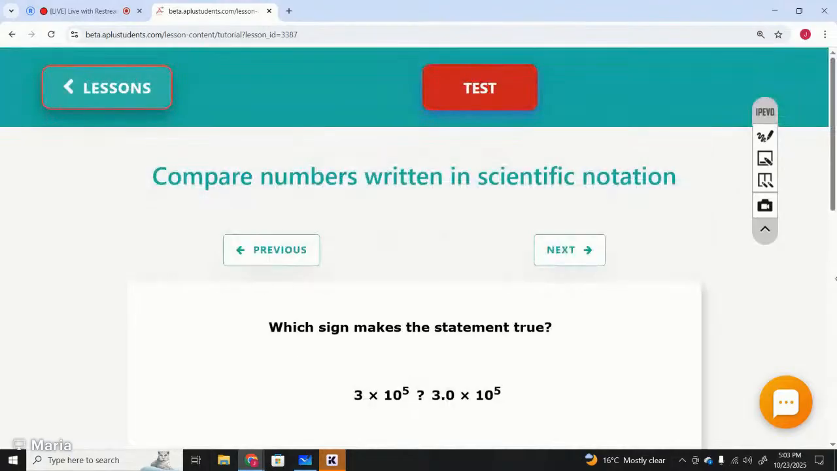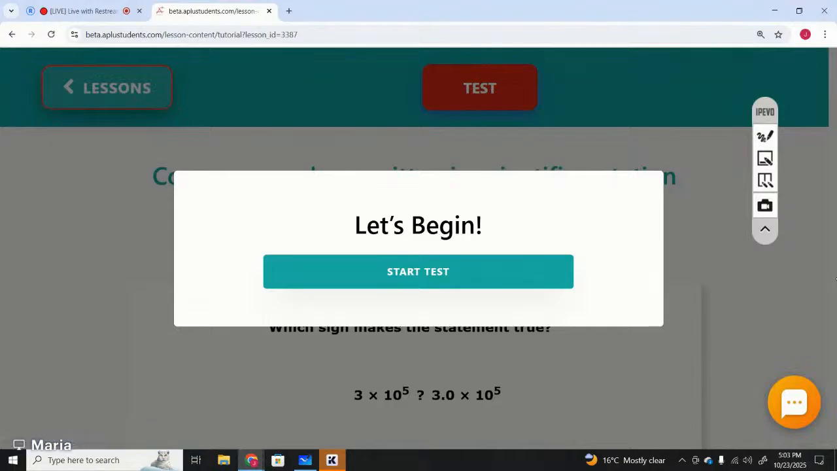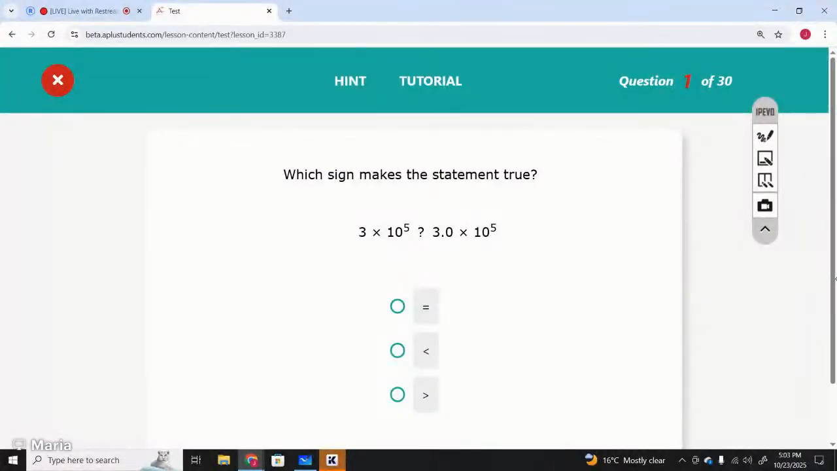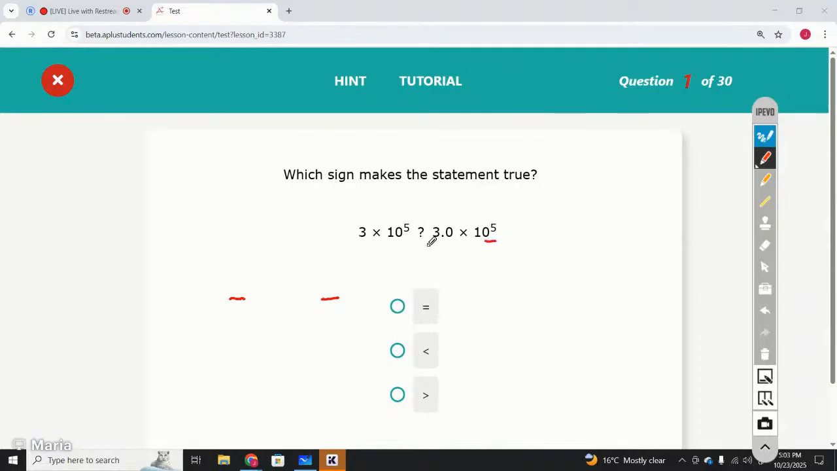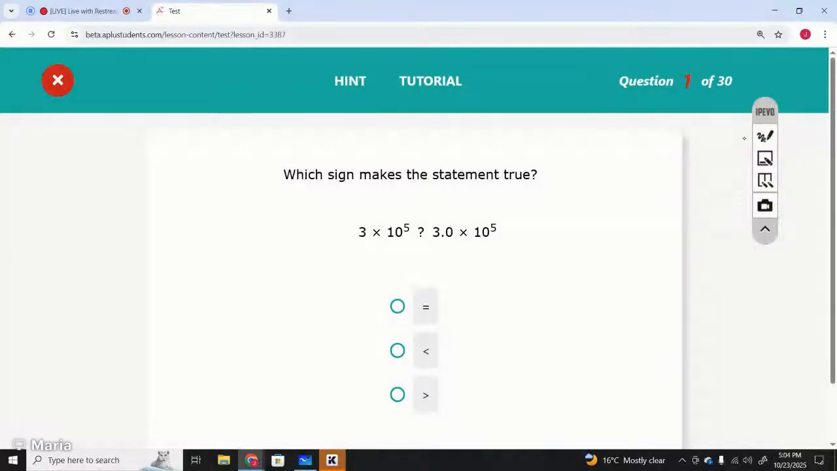Let's start with the test question. Which sign makes the statement true? 3 times 10 exponent 5 and 3 times 10 exponent 5. That's the one we just did. We have to compare the exponents of the 10 first, right? They both have the same exponent 5, and now we have to compare the coefficients. The coefficients are also the same, so they are both exactly equal.